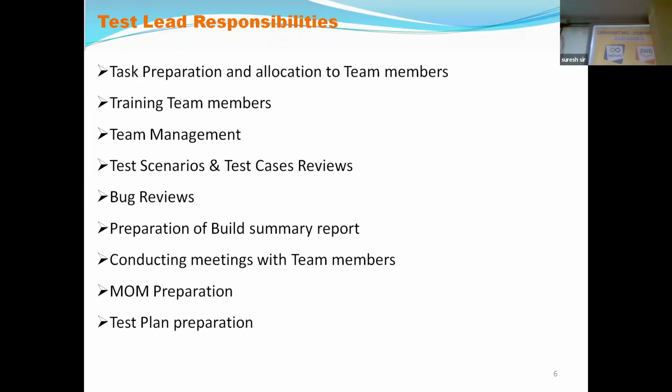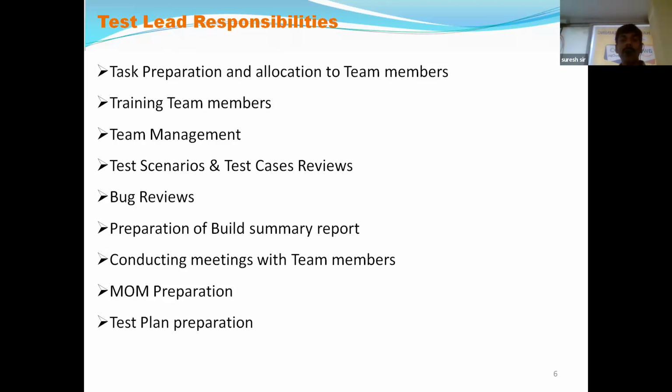The test lead needs to take care of the second level of review, covering test scenarios, test cases, and bug review. Along with that, he needs to take care of preparing the build summary report.